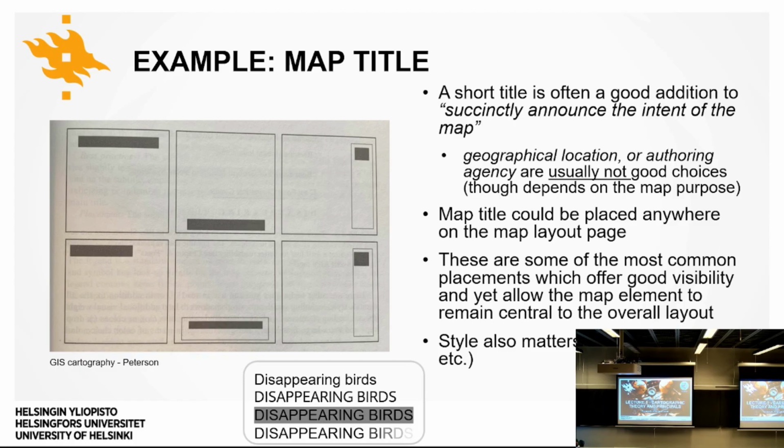You can also be creative. This is a very simple, old example, but there was a map in one of the cartography books of disappearing birds. That was the title of the map. I guess it was about birds which are going extinct. So you could play with the title in different ways. You're telling a narrative with your map, and you can use every element to improve that narrative.